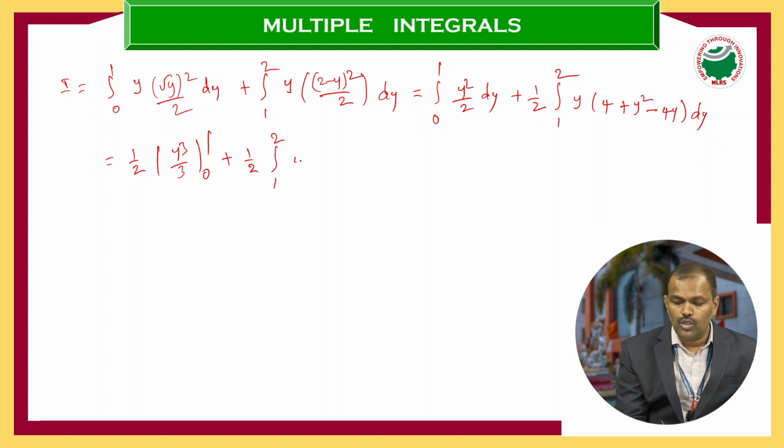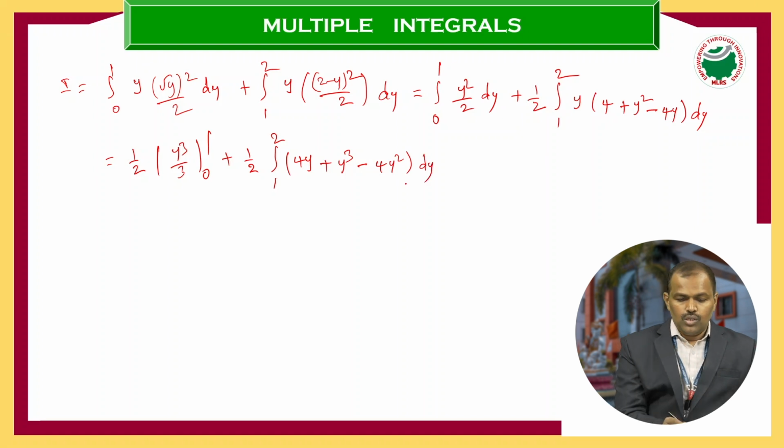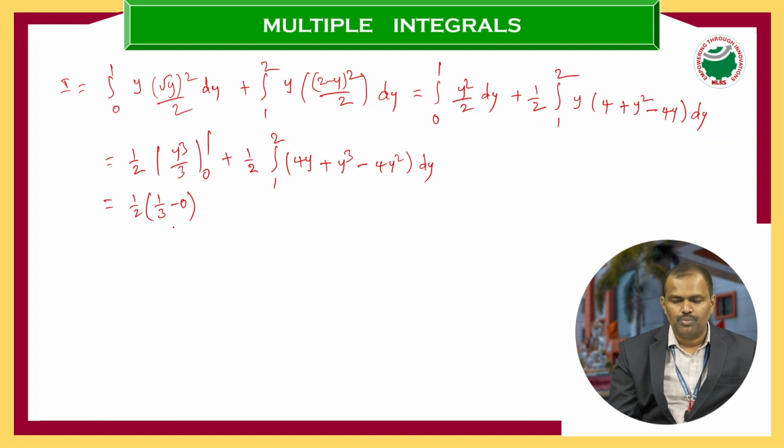So y into 4 is 4y, plus y into y square is y cube, minus 4y into y is 4y square, dy. So here in the first term, we have to substitute the limits. That is 1 by 2 into, upper limit 1, 1 cube by 3, that is 1 by 3, lower limit 0.